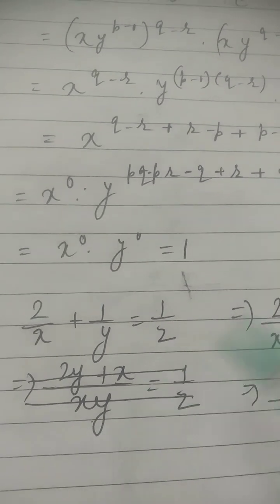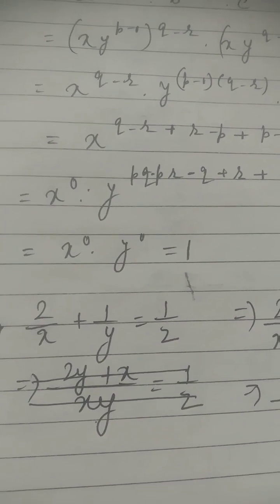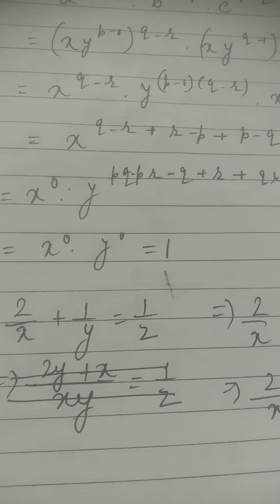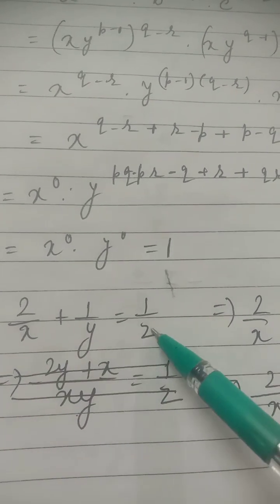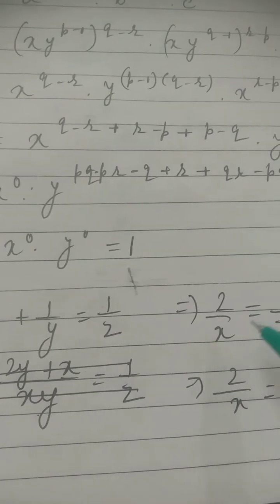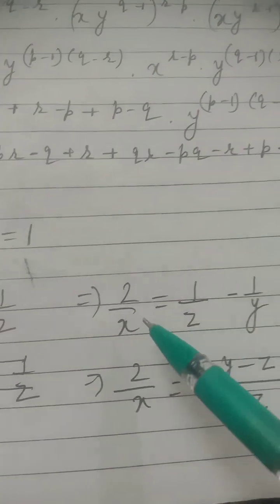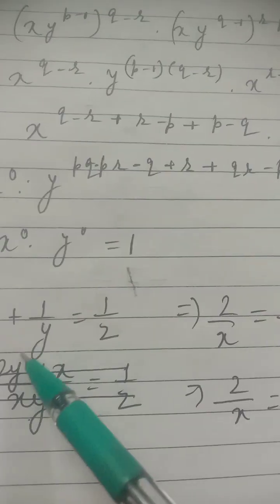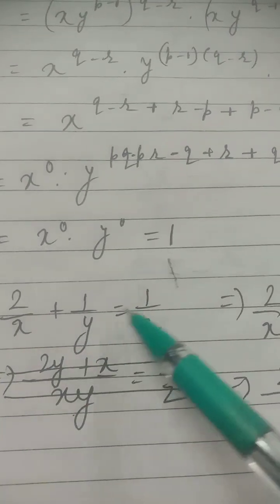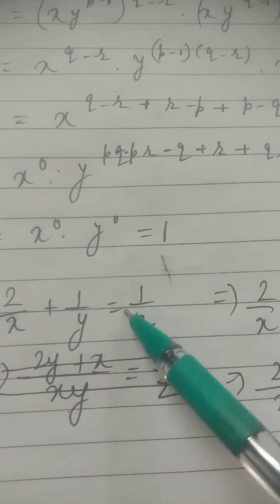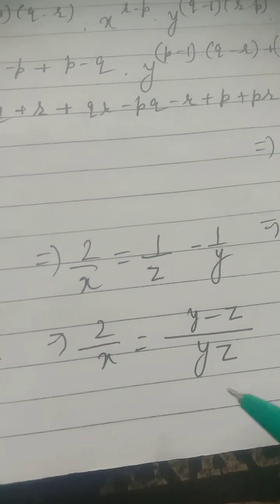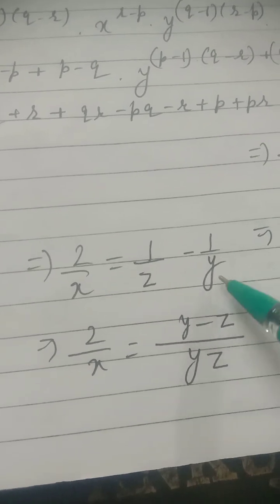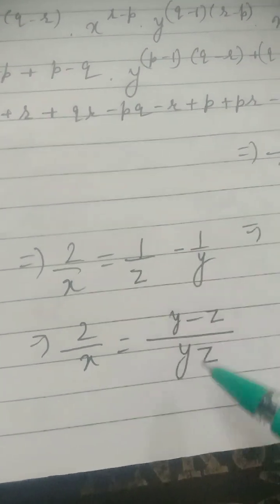Now since you have to find the value of x, we will try to separate out x here. So here 2 by x will be equals to what? 1 by z minus 1 by y. So similarly written, 2 by x is equals to 1 by z minus 1 by y. Now 2 by x, if you take the LCM, it will become yz. So now it's y minus z.